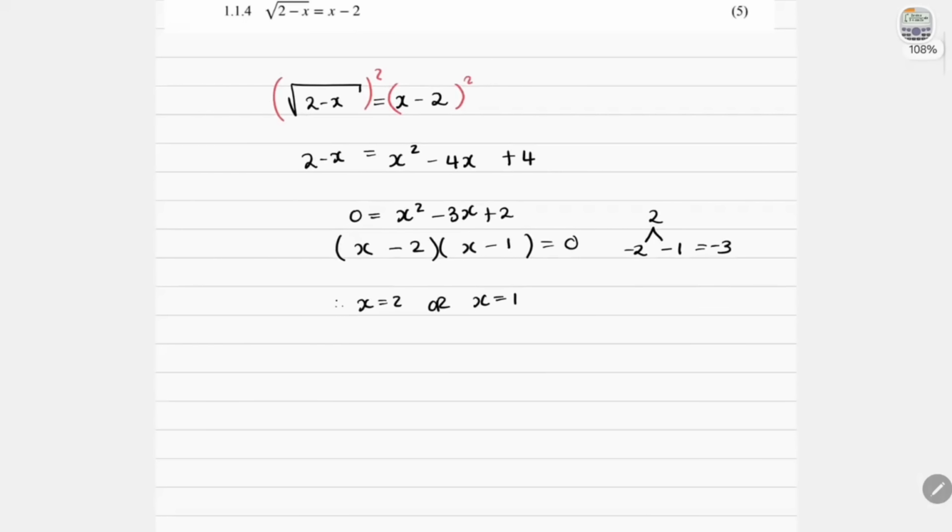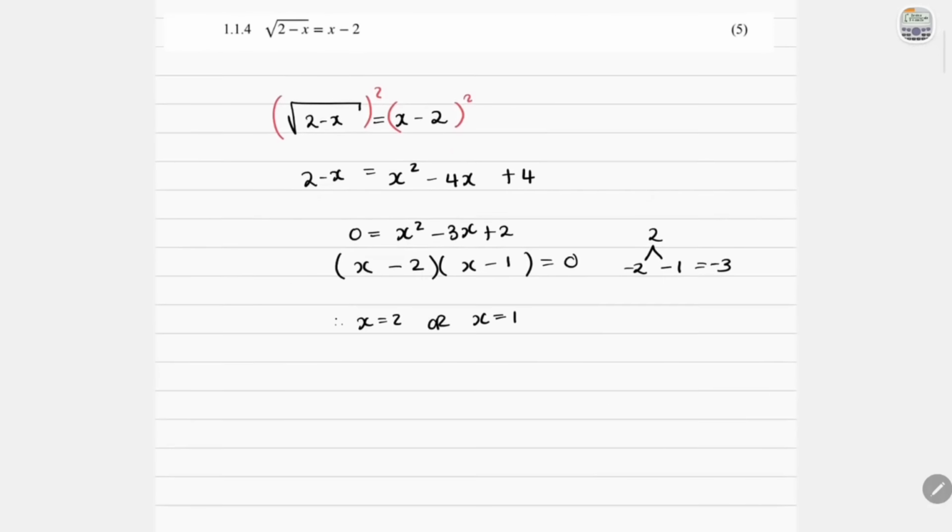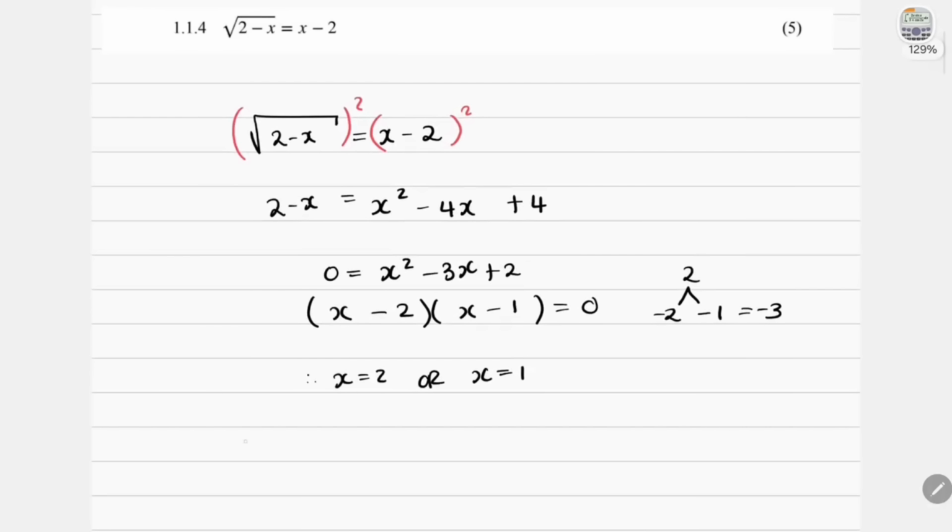Last step, make sure you check for the valid solution. So we're going to say the square root of, okay, because we tend to tamper with the solutions once you square both hand sides.